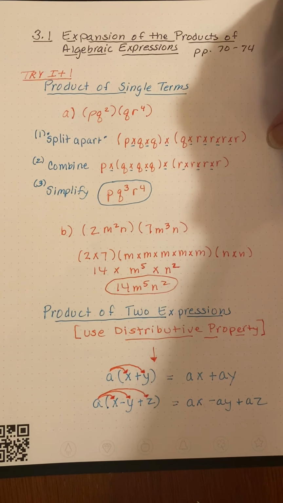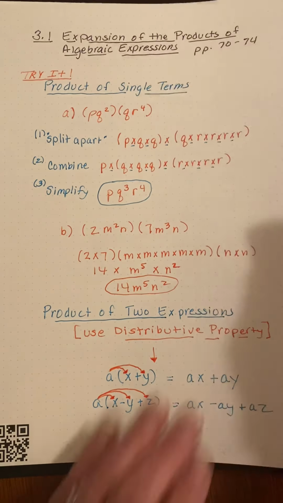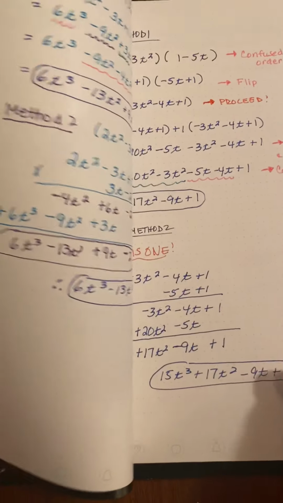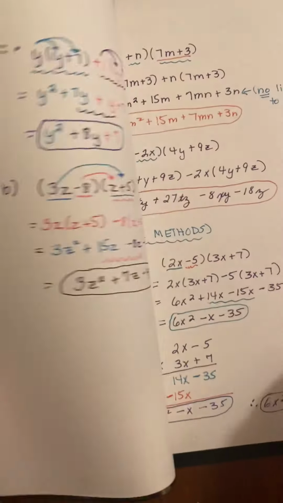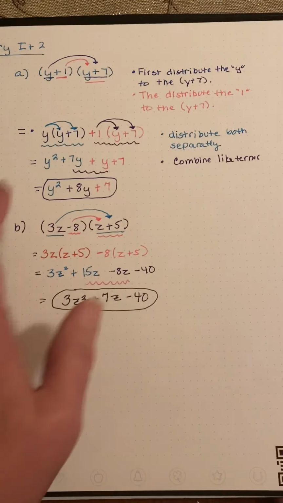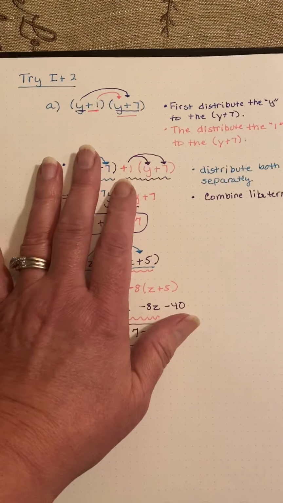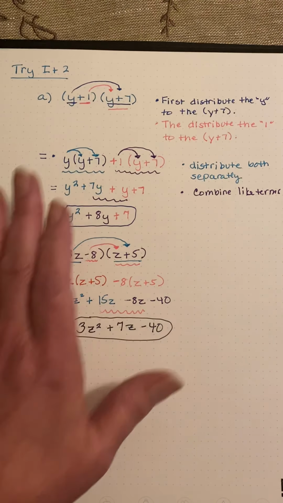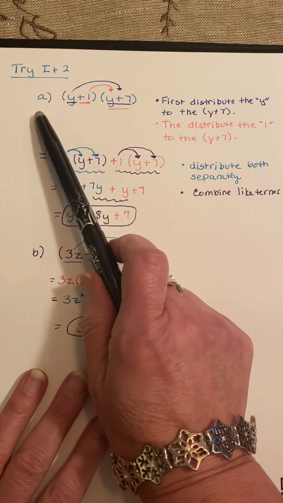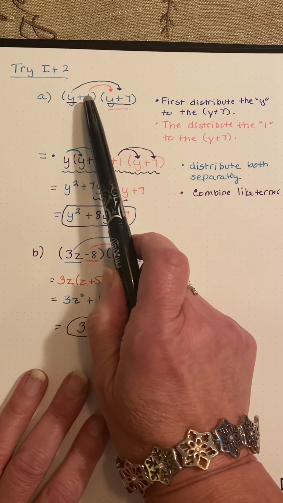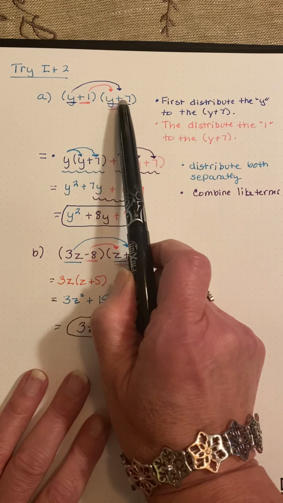And the class activity kind of goes ahead and explains that also. If you go on and turn the page to page 72, we are going to go right to try it number 2. And let me get this lined up properly. So try it number 2, letter A. We have y plus 1 times y plus 7.